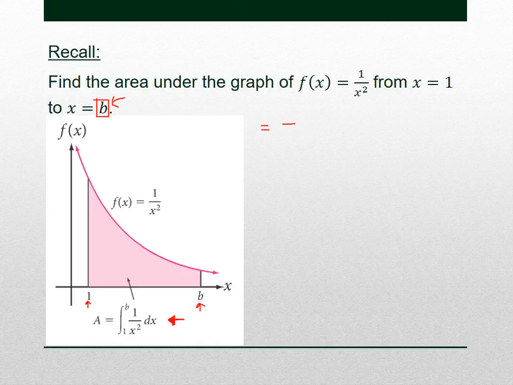just like before, it's the antiderivative of negative 1 over x. We're going from 1 to b. And so when we plug everything in, we'll get minus 1 over b plus 1. Right, so it's 1 minus 1 over b. Now maybe some of you can guess what I'm going to ask, which is what happens if I let that b run off to infinity?